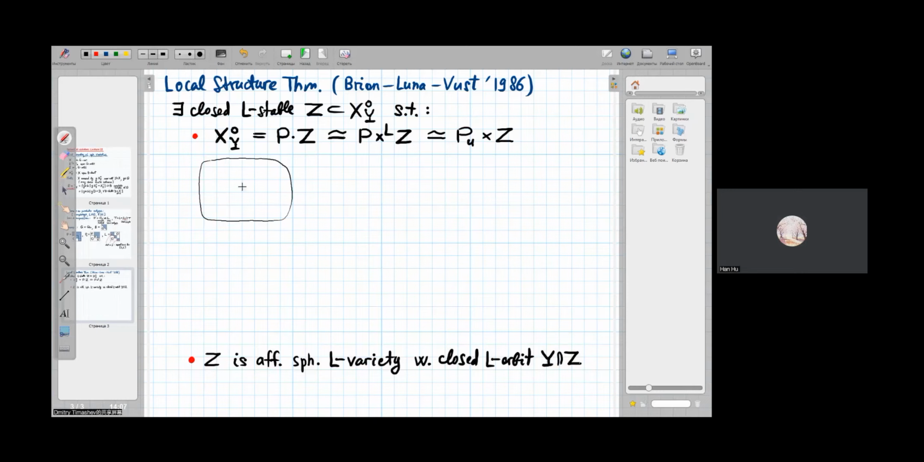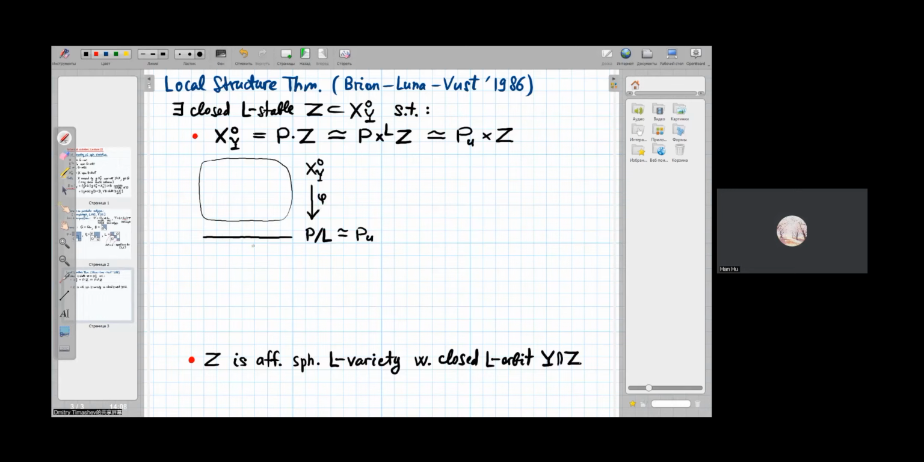This is the open B chart. Inside this open B chart, X, Y naught, is fibered over the homogeneous space P over L, which is isomorphic to just PU because of the Levi decomposition. This is a fiber bundle. Let me denote it by phi.